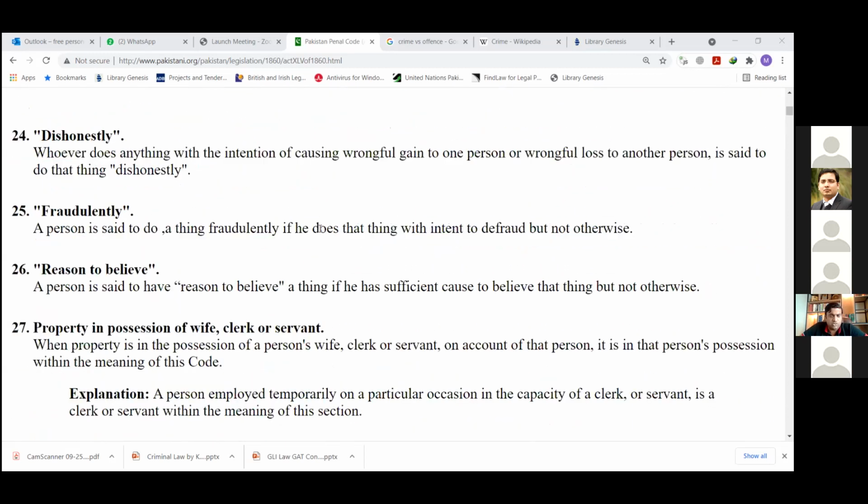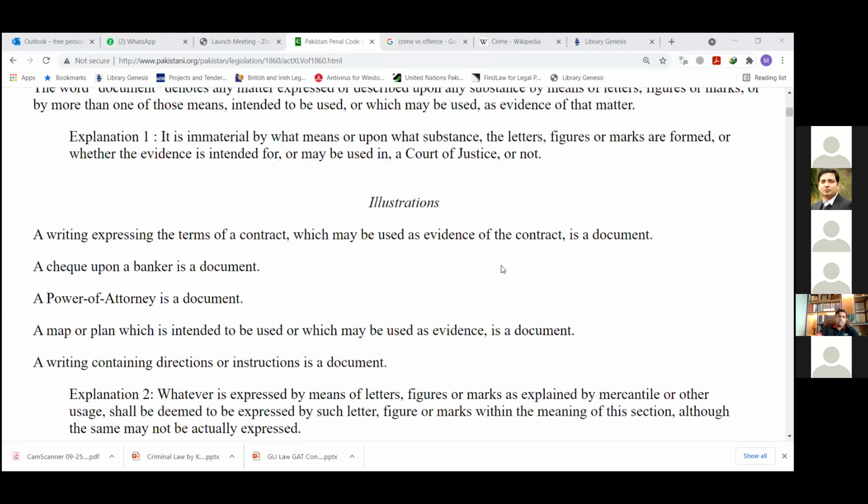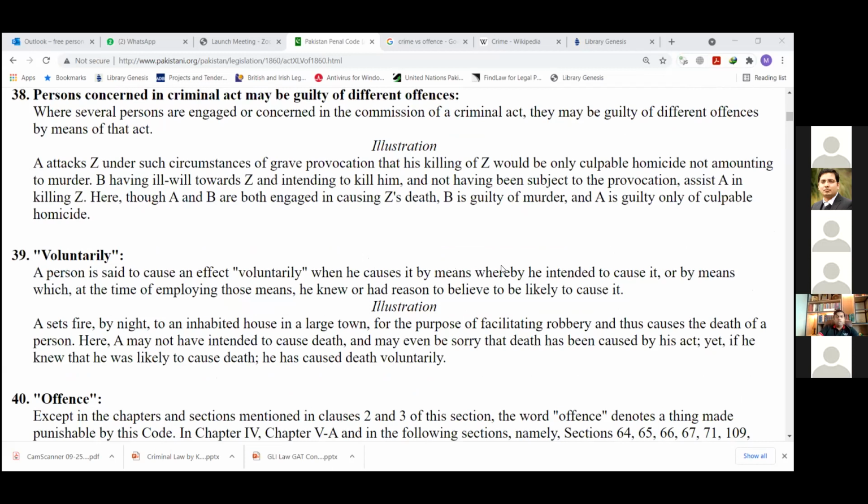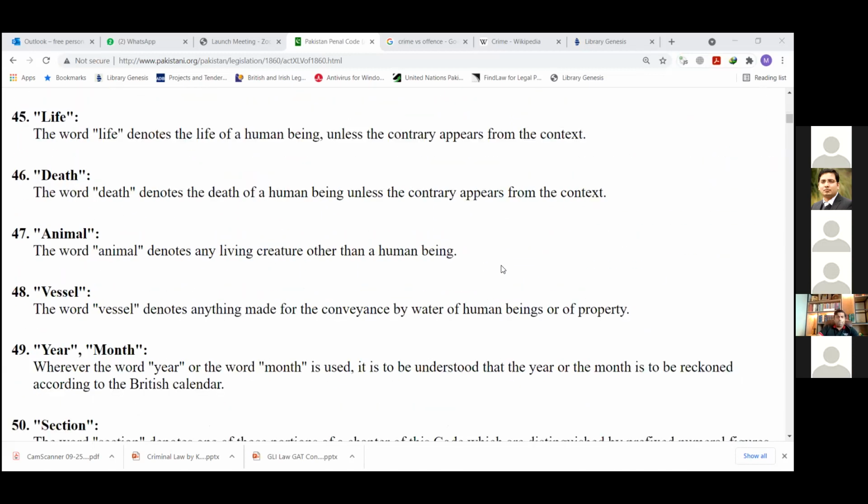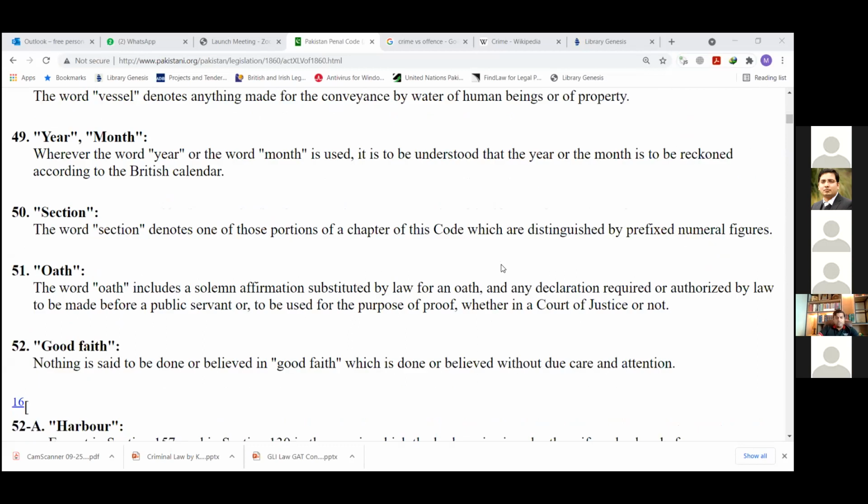Same are the definitions. Dishonestly means with the intention of causing wrongful gain to one person and wrongful loss to another person. Fraudulently means intent to defraud. Then these definitions continue, and year, month even are defined in PPC. Section 49 says where the word year or the word month is used, it is to be understood that the year or the month is to be reckoned according to the British calendar.